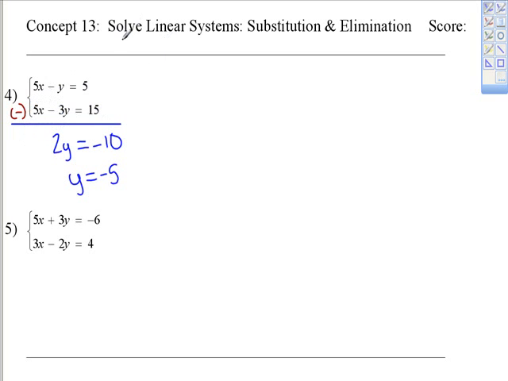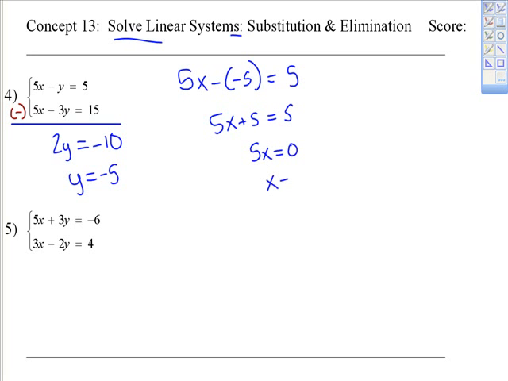Don't stop here, though, because we want to solve the whole system. We want to get the x value, too. So let's take the negative 5 and put it back in one of the other equations. So 5x minus, instead of y, negative 5 equals 5. 5x plus 5 equals 5. What does x have to be? Can you see it at this point? Not yet? Yeah, 0. If you don't see it, you just keep working. Subtract 5 from both sides, 5x equals 0, and divide by 5, x is 0. So we found the point 0, comma negative 5 as a solution to number 4.